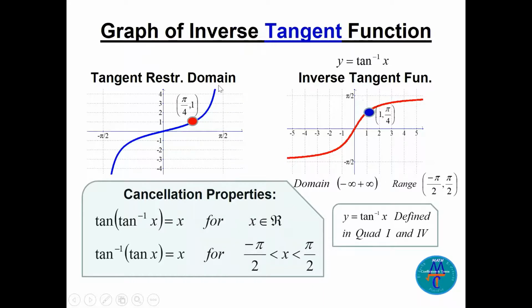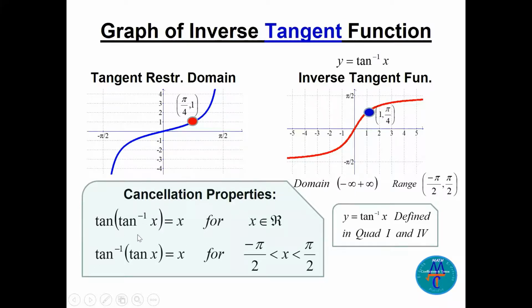So this is the graph of the one period, which is one-to-one, restricted domain from minus pi over 2 to pi over 2. And this is the graph of the inverse tangent. Remember these domain and range. So this is defined in quadrant 1 and 4.